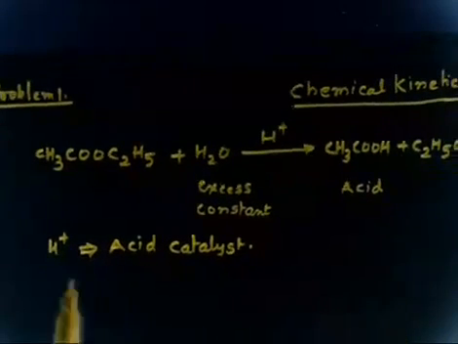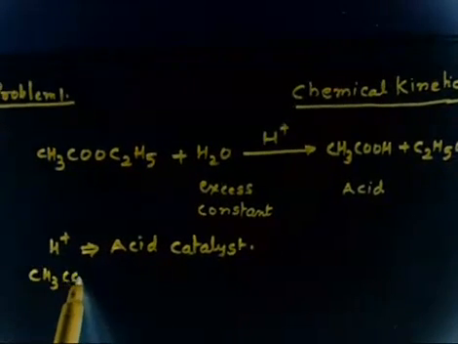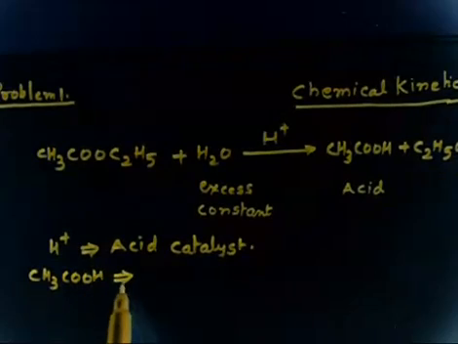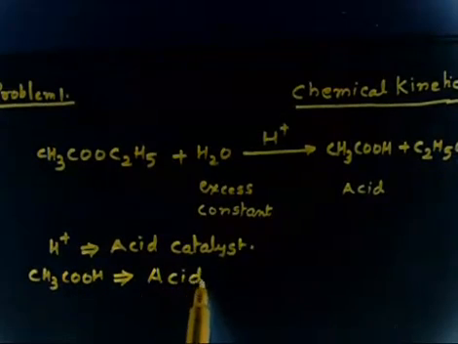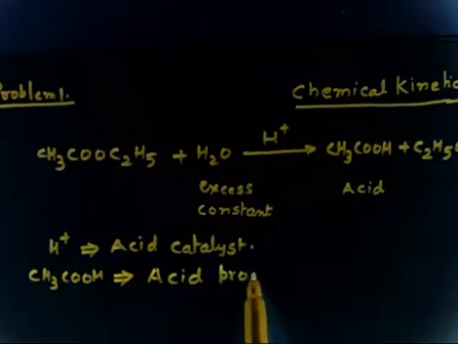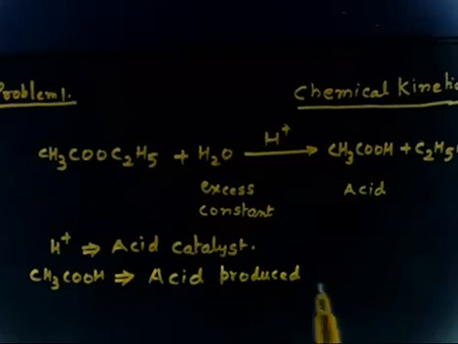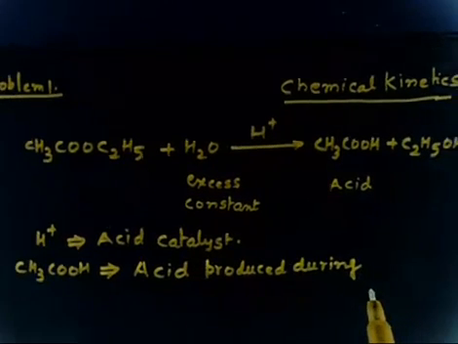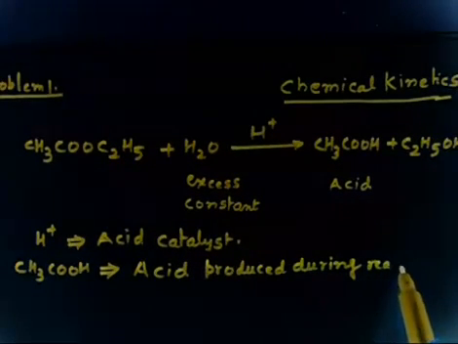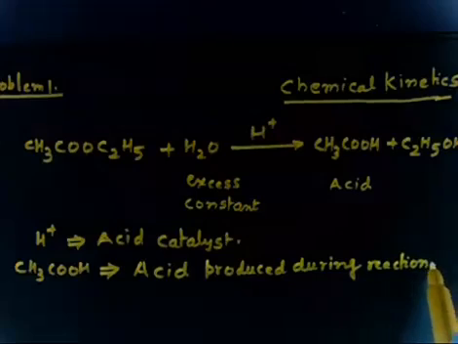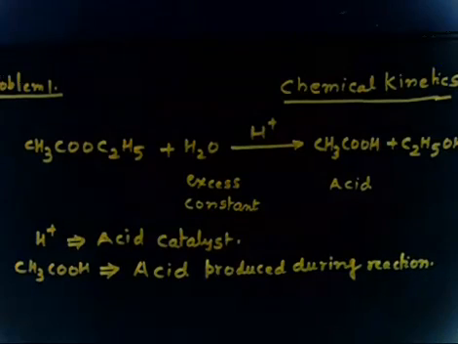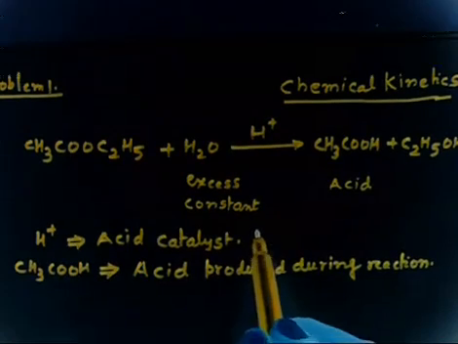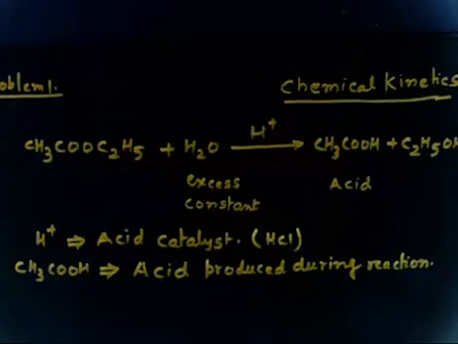Are you getting? Now acetic acid CH3COOH, this is again an acid, and this is the acid that is produced during the reaction. So this is the acid that is produced during the reaction. Are you able to get or not? Okay, good. So now generally this H plus catalyst, the acid catalyst, is taken as HCl. So HCl is used as an acid catalyst.